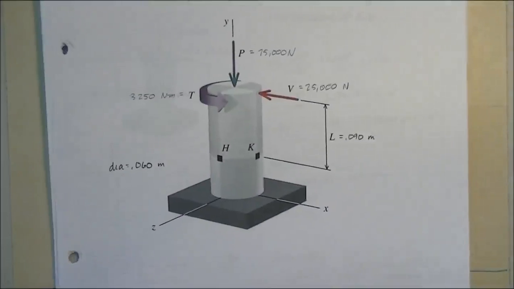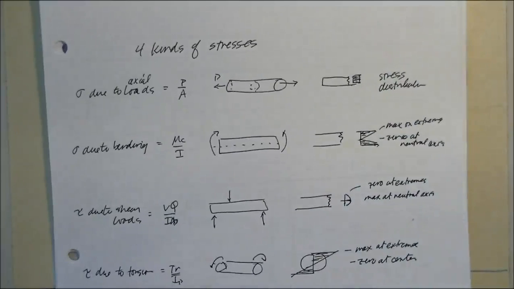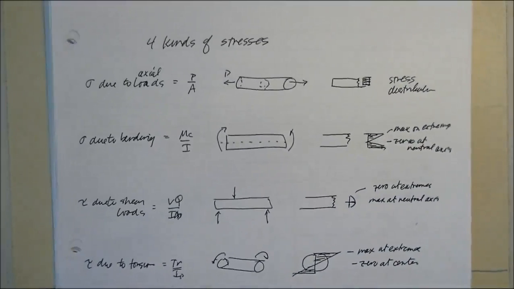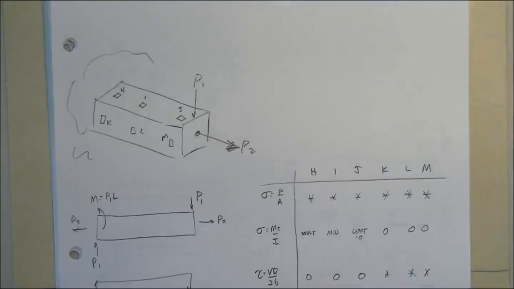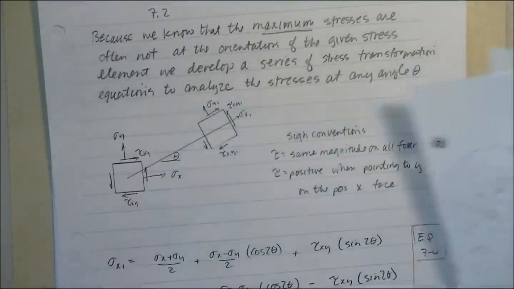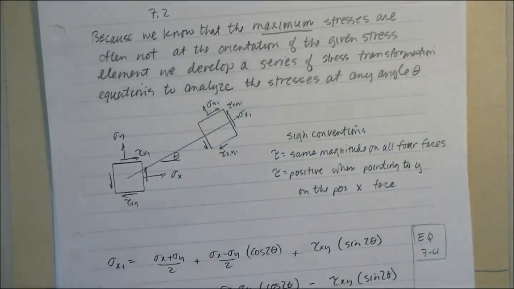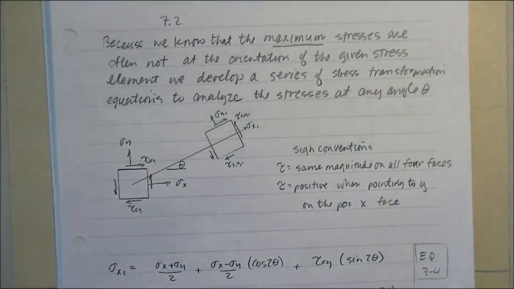And if you recall, we did this one in class, and we talked about the 4 kinds of stresses which we just mentioned, and the stress distributions, and we did these 2 exercises here in class. All right, well, that led us up then to the analysis of looking at maximum stresses and trying to analyze stresses on different axes.